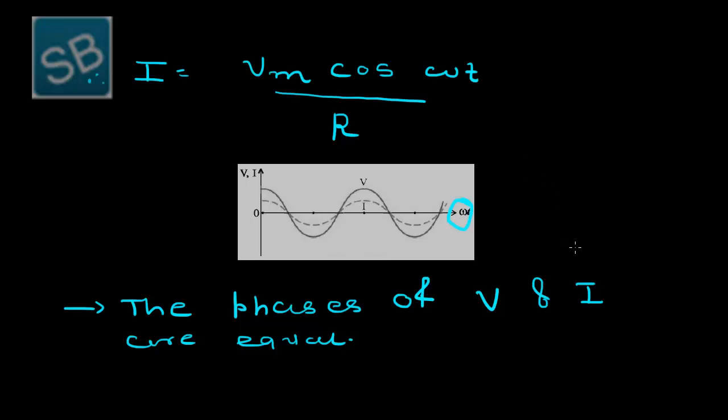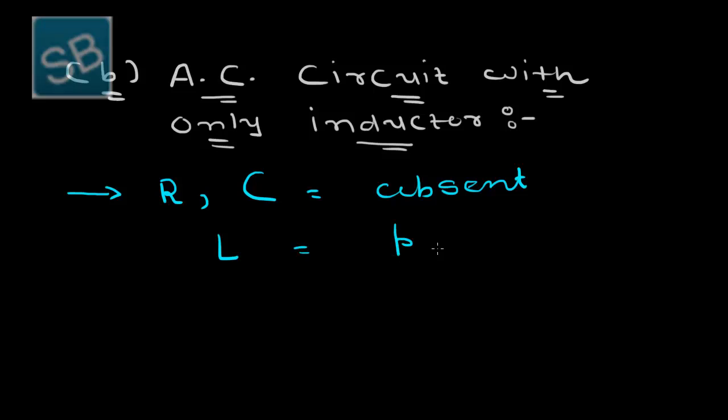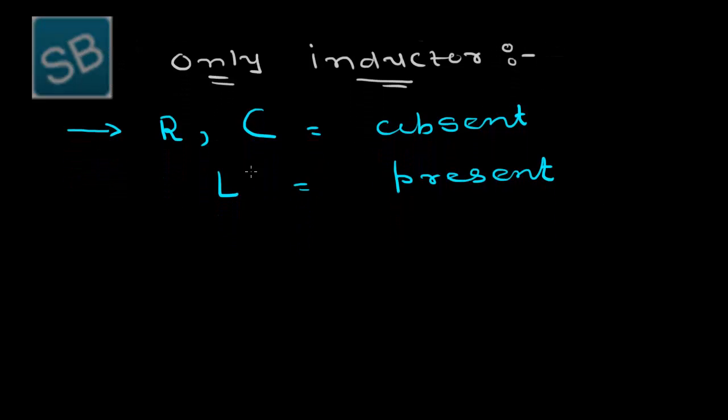And now we will see another kind of circuit, with only an inductor. Let's move to the different case of AC circuit, that is with only an inductor. As far as the above case was concerned, here the resistance R and the capacitor C will be absent, and only the inductor L will be present. And now the effect of voltage will be applicable only to this inductor L. So let's see how the circuit looks.